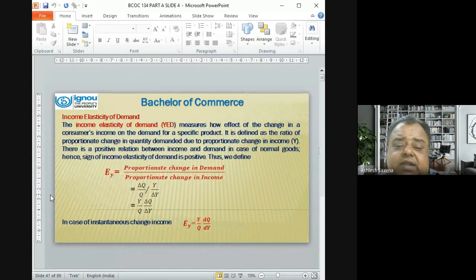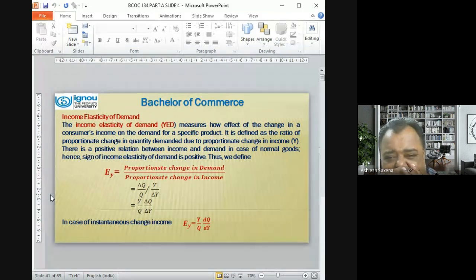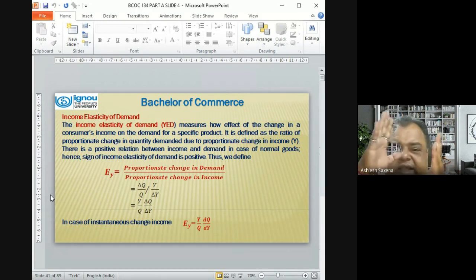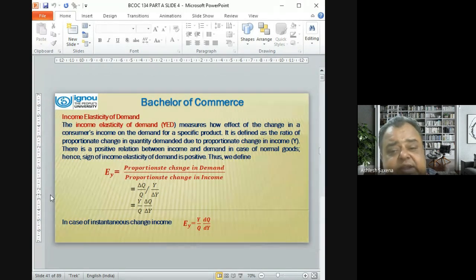Then the next part is income elasticity of demand. The income elasticity of demand measures the effect of a change in the consumer's income on the demand for a specific product. It is defined as the ratio of proportionate change in quantity demanded due to proportional change in income, which is denoted by Y. There is a positive relationship between income and demand in the case of normal goods. Hence, the sign of income elasticity of demand is positive.